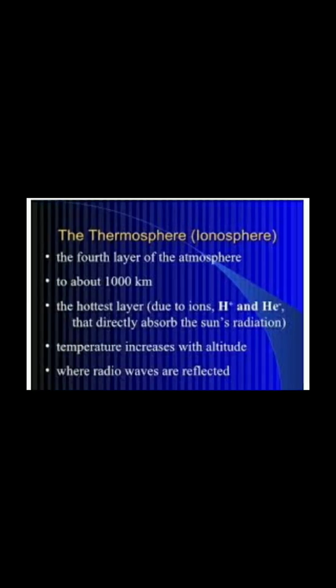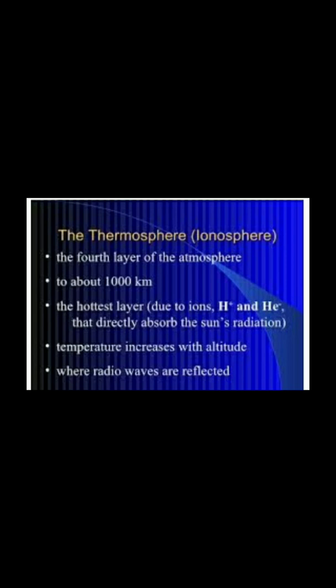So coming to the ionosphere. This layer is located above the mesosphere and extends up to 600 kilometers above the surface. This layer derives its name from the electrically charged particles called ions, which are found here. The ionosphere reflects the radio waves back to the earth, thereby making radio communication possible.